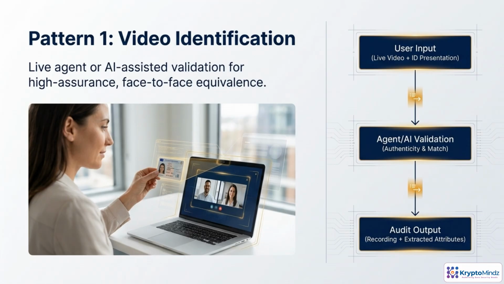Video identification recreates a face-to-face ID check through a live video session. The customer shows their ID and face, while an agent or AI verifies that the document is genuine and that the face matches. All data, recordings, extracted attributes, and decisions flow through the video ID provider's API into the bank's onboarding system. This pattern is widely accepted for high assurance, but it depends heavily on staffing, scheduling, and network quality.